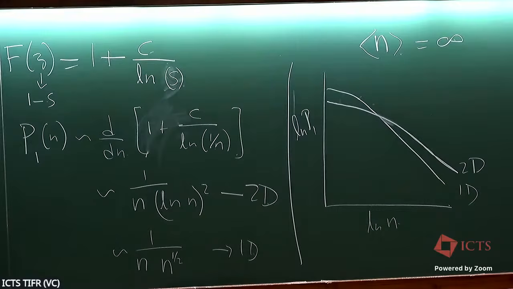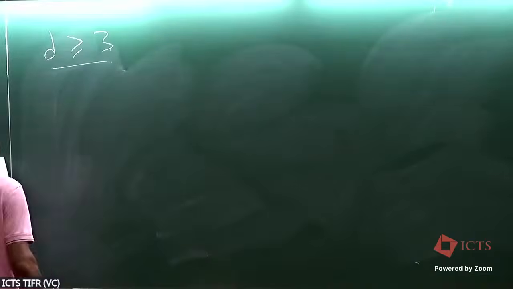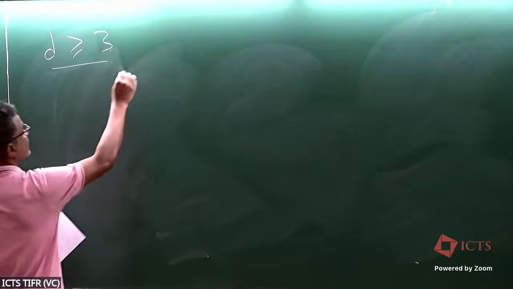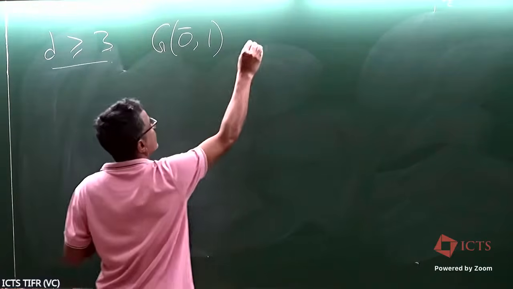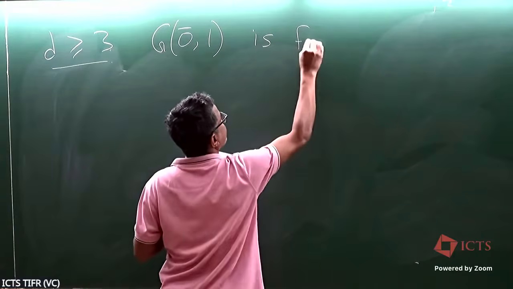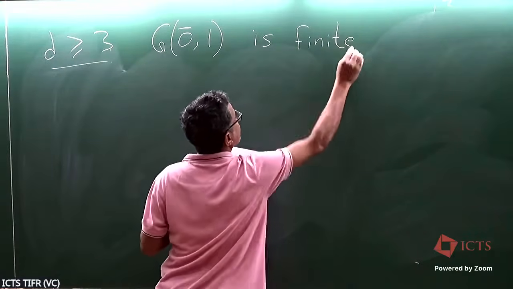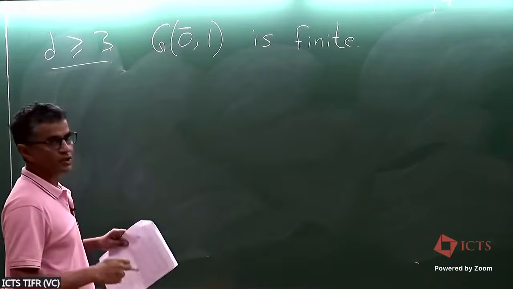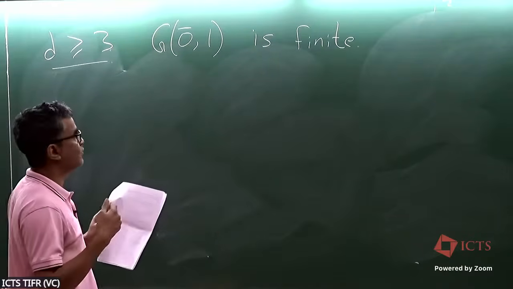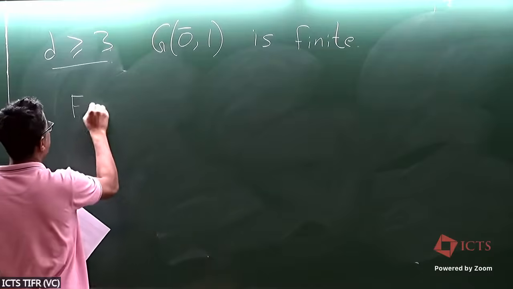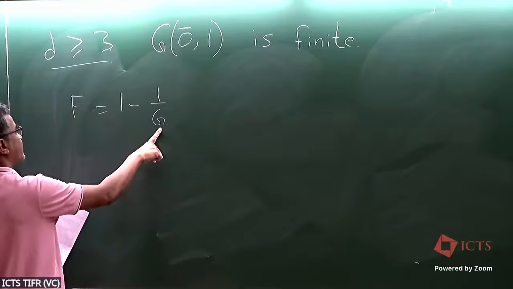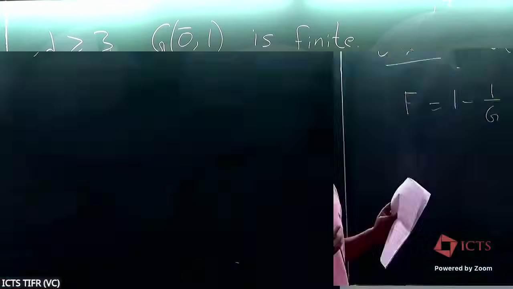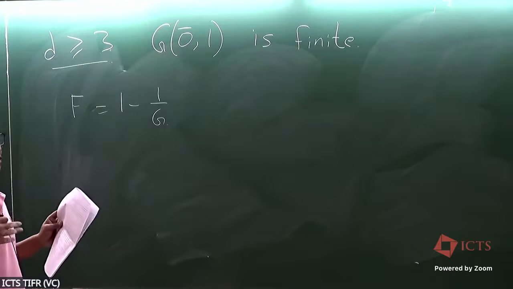Okay, so in higher dimensions, I won't do the complete thing, but I'll just state the result. Basically, the first observation is that G(0,1) is finite. Therefore, there's a finite probability that the walk returns. If you do f equal to 1 minus 1 by g, since this is finite, you return with a finite probability, not 1, and so there's some probability that you'll never come back, right?